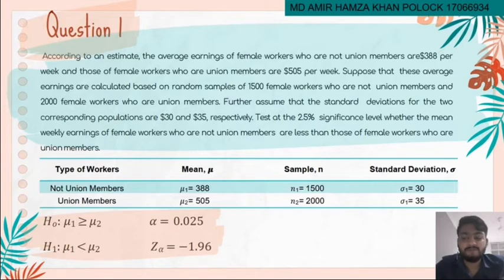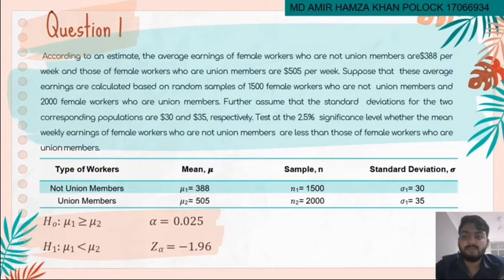So the two hypotheses are H0, mu1 greater than or equal to mu2, and H1 is mu1 smaller than mu2, and alpha equal to 0.025 and z alpha equal to minus 1.96, which we will find from the standard normal distribution table.